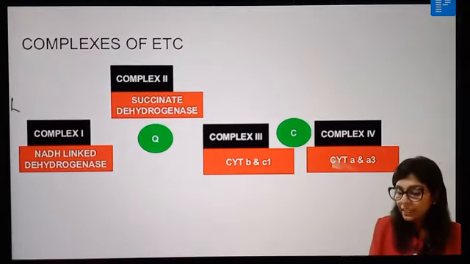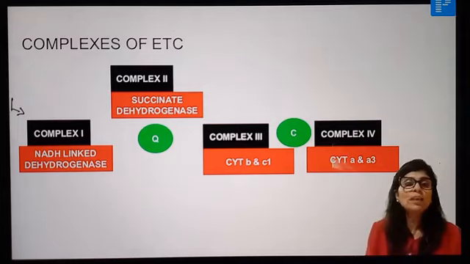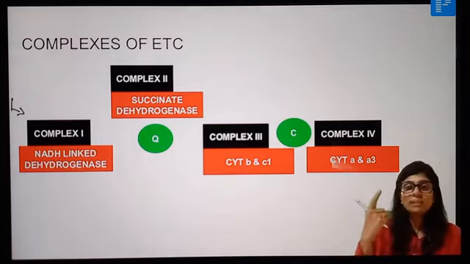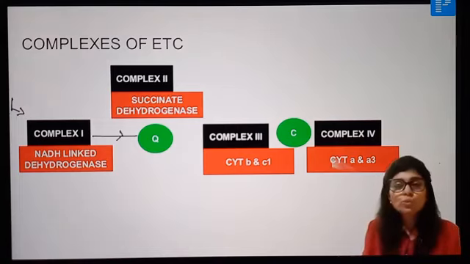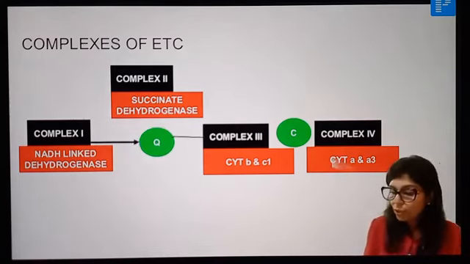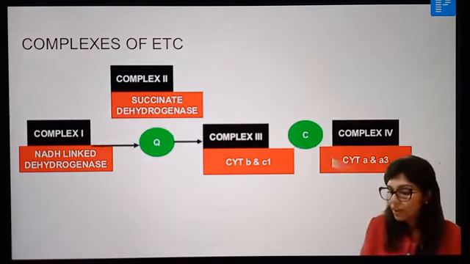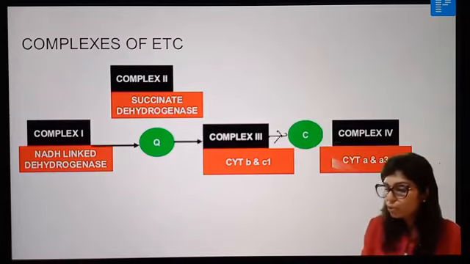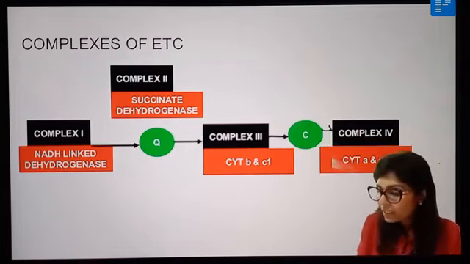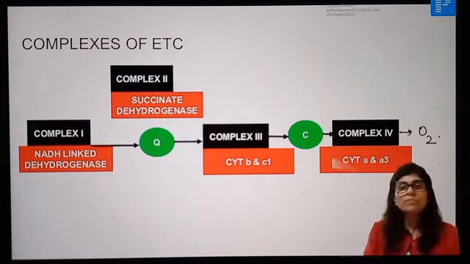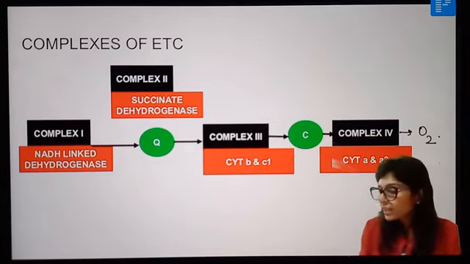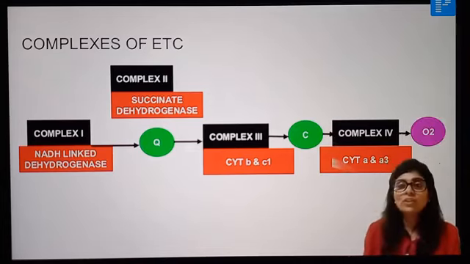From NADH, electrons enter the electron transport chain through complex 1. From complex 1, electrons go to Q. From Q, electrons go to 3. From 3, electrons go to C. From C to 4. From 4, the final acceptor of electrons is oxygen. You understand this? From 4, the final acceptor of electrons is oxygen.